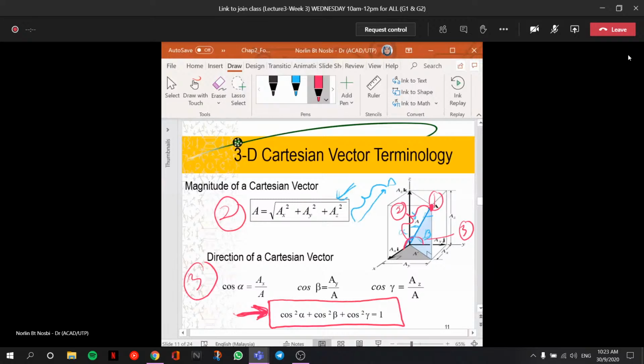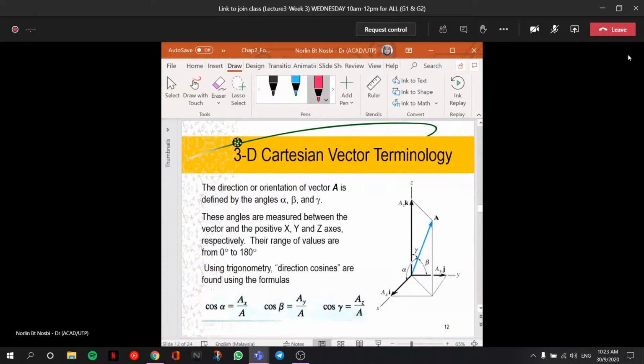This is the one that I showed you before. Alpha is from the x-axis until the vector, beta is from the y-axis until the vector A, and gamma is from the z-axis until A. So make sure for alpha you use ax, the vector at x. For beta, make sure you use Y. For gamma, make sure you use Z.